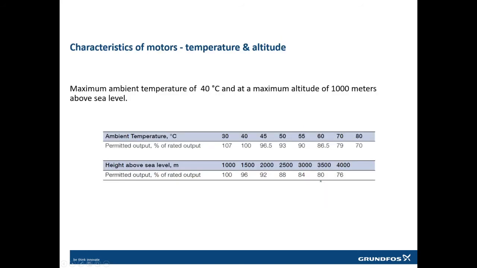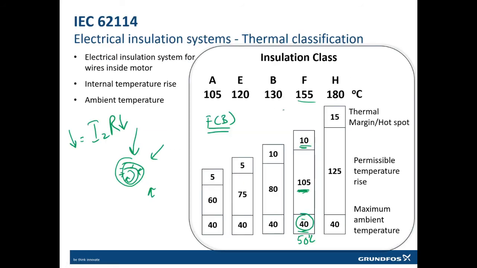What is the meaning of this? The motor which I am using, or which the datasheet you are referring to is using, is insulation class F, which can withstand 155 degrees temperature. But B means the temperature rise is not 105, but the temperature rise is 80 for insulation class B.